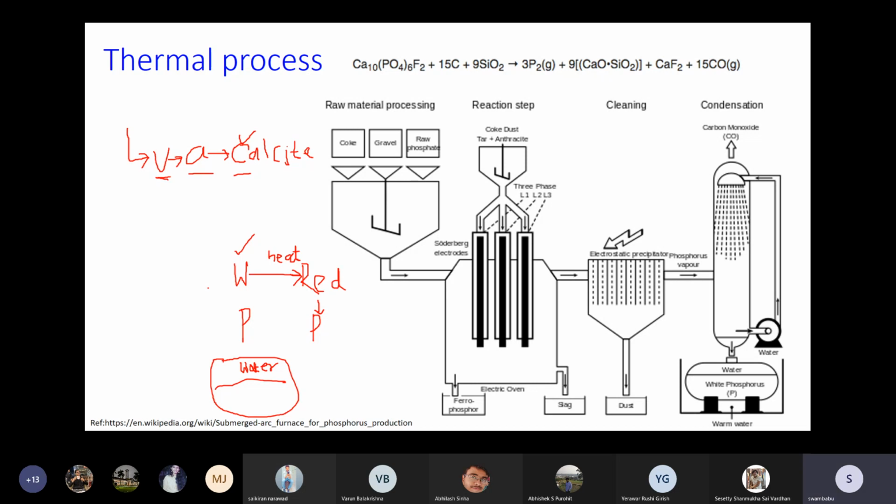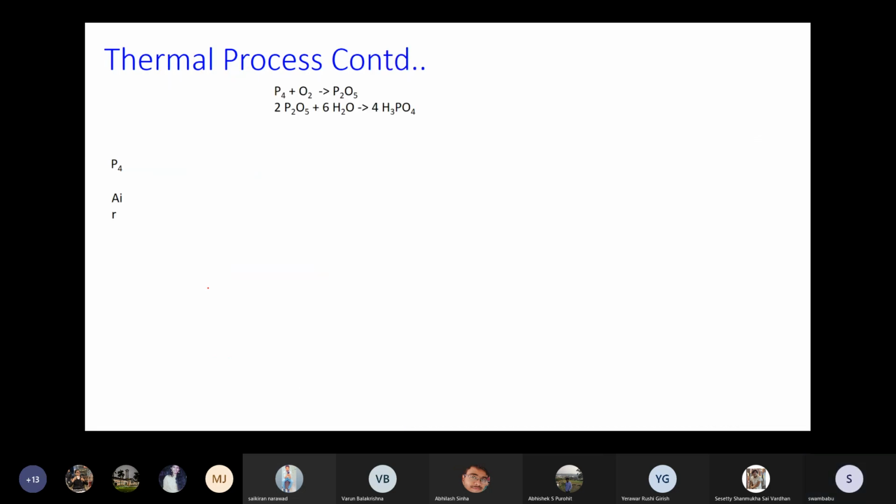So this is where we get the phosphorus, and this phosphorus reacts with oxygen and produces P2O5. This is simple oxidation. That produced P2O5 reacts with water and produces H3PO4. This is a very easy process.